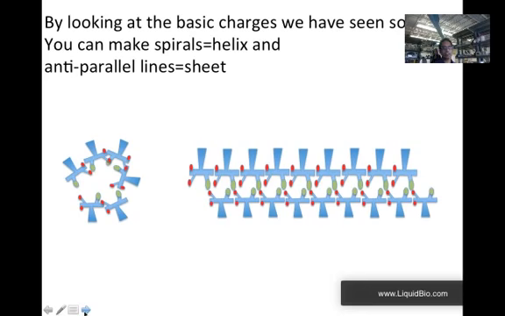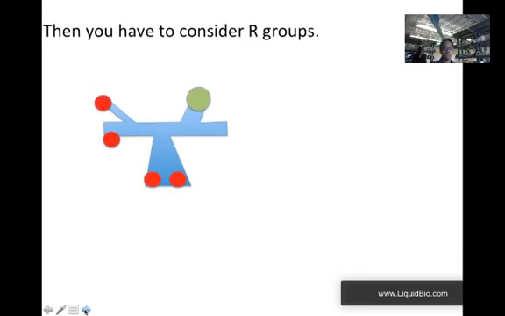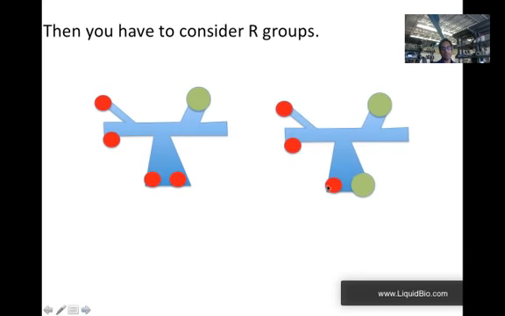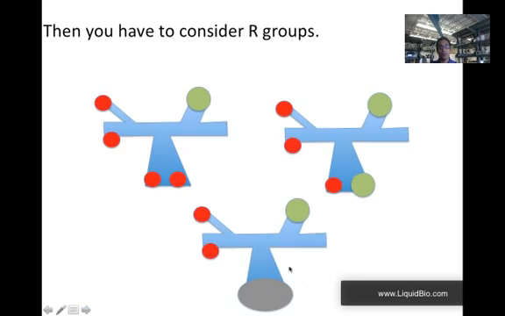Alright, so like I said, we haven't even considered what the R groups are really doing to the shape of this thing. So I could have all kinds of different R groups. I could have them be negative, negative, and then I might have one that has one negative side and one positive side, or partially negative and partially positive. Or I could even have one that's hydrophobic.